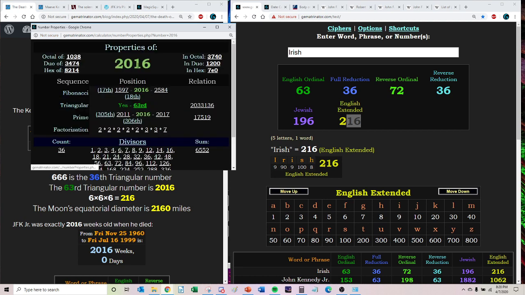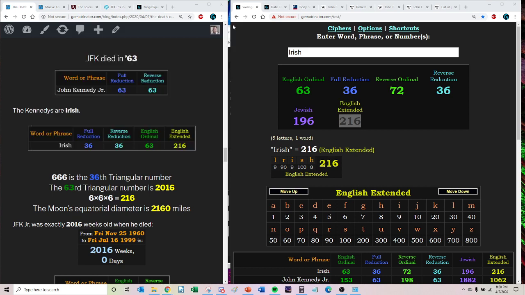The number 2016, which in numerology is the same as 216, is very important as we'll see coming up. Notice how 2016 is the 63rd triangular number, which is the inverse of 36. So the word Irish works out very well for the Kennedy family. It's all scripted so neatly.